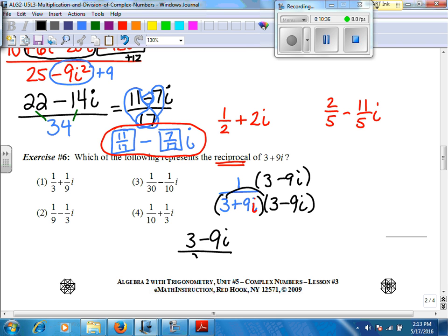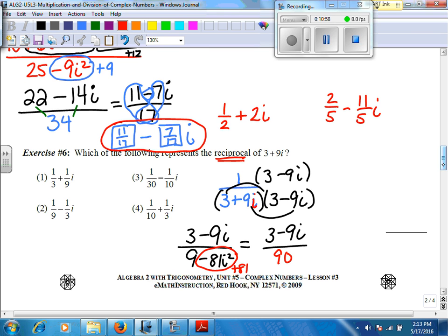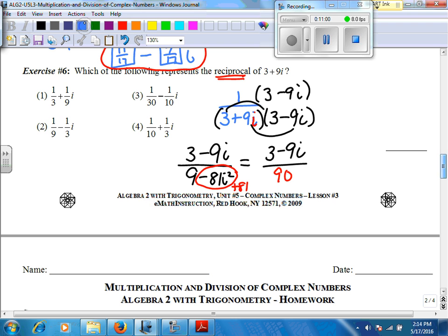Numerator is easy. This is actually an easier problem than a lot of the previous ones. 3 times 3 is 9. Outer and the inner will cancel. Minus 81i squared. So 3 minus 9i. Over, this minus 81i squared is a negative 81 times a negative 1, which is positive 81. And 81 and 9 is 90. Now, just like I said before, if all 3 of the terms are divisible by the same thing, you can simplify. In this case, they're all divisible by 3, so we'd get 1 minus 3i over 30.